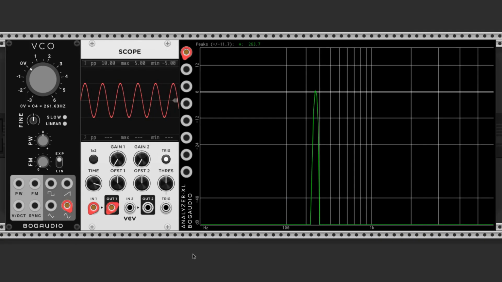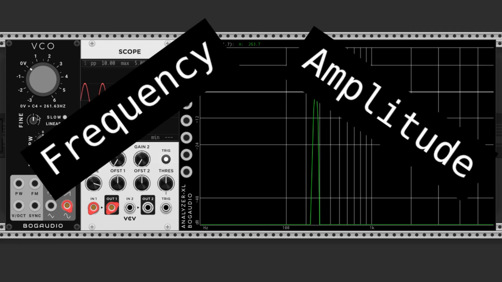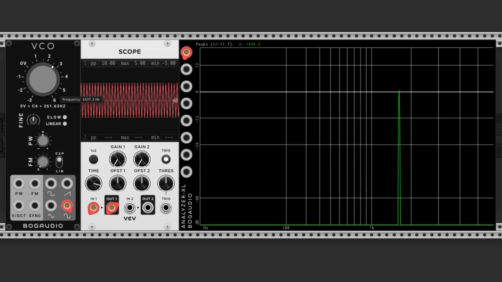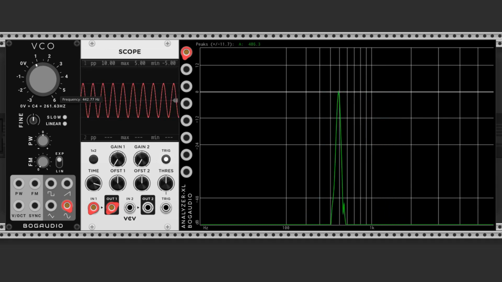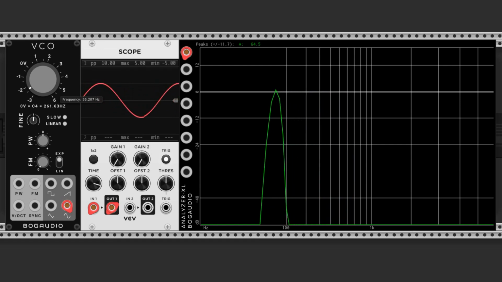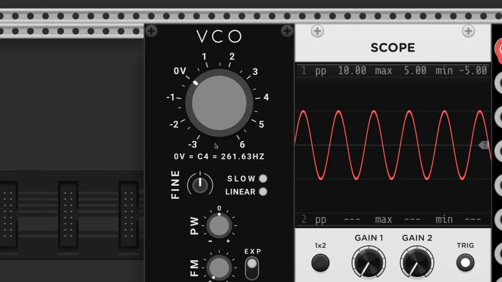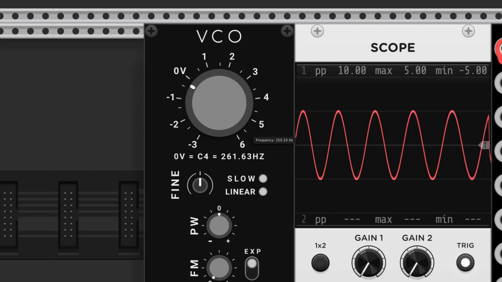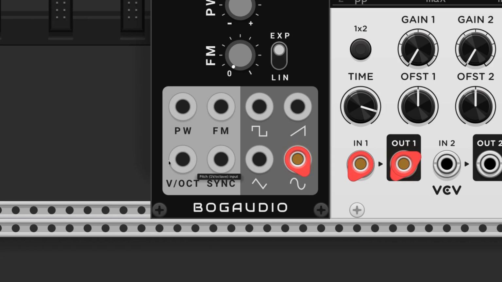There are two terms associated with all of these waveforms that have acoustical applications, and these are frequency and amplitude. The frequency refers to how many cycles the wave makes per second. Higher frequencies result in higher pitches, and lower frequencies create lower pitches. The frequency is reported in hertz, and most VCOs have a dedicated knob to alter the frequency, or a port called voltage per octave, or V per oct, that can be used to manipulate the pitch.